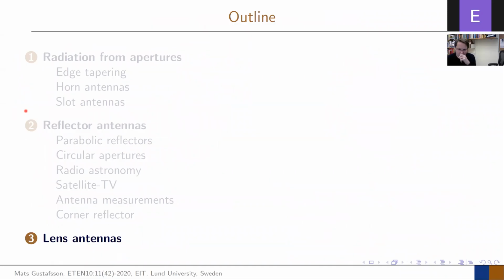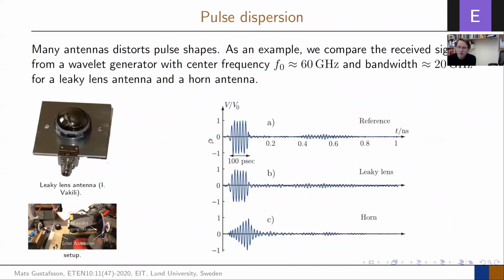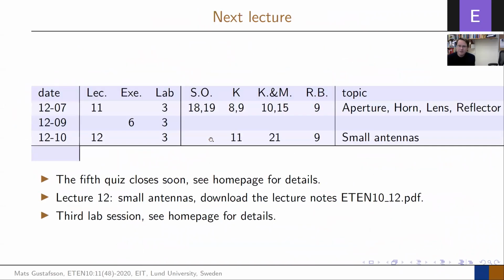So we will, out of time, skip the lens antennas. We will not go through those. There are some details about that. And that means that now we're into the second last week of the course. We will have an exercise on Wednesday. And then on Thursday, we will actually start talking about generally small antennas.